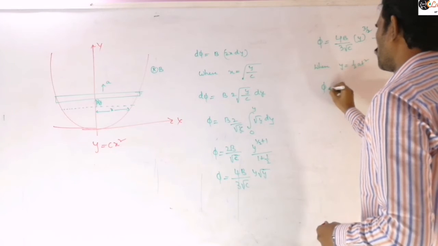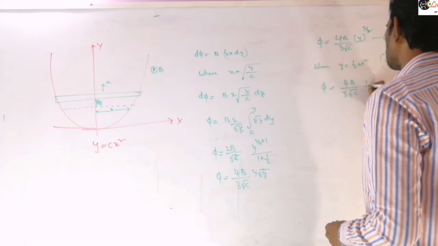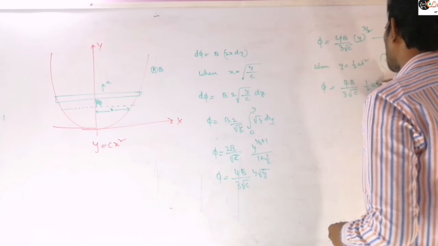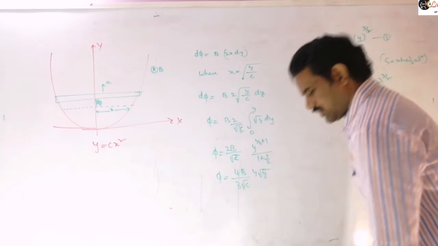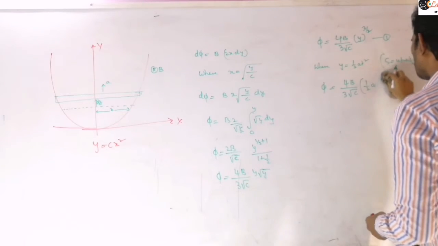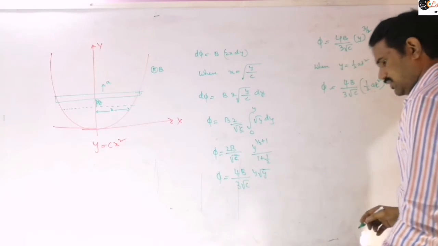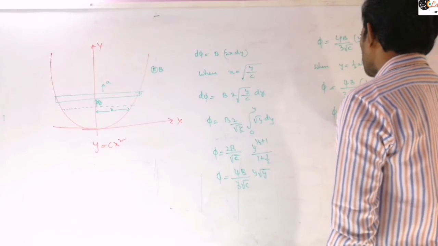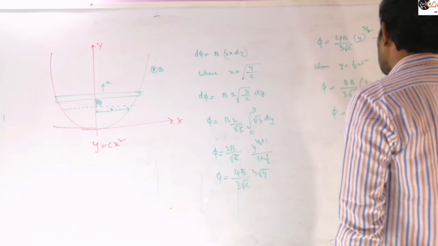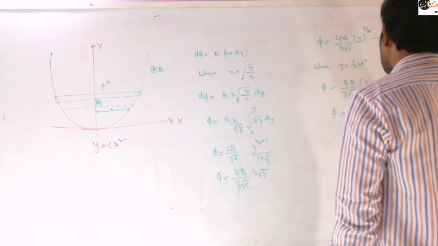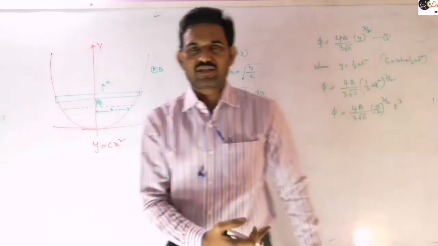Therefore the flux is 4B by 3 into root c into half a t square whole power 3 by 2. Just taking the t outside, it is 4B by 3 into root c into a by 2 whole power 3 by 2 into t cube.